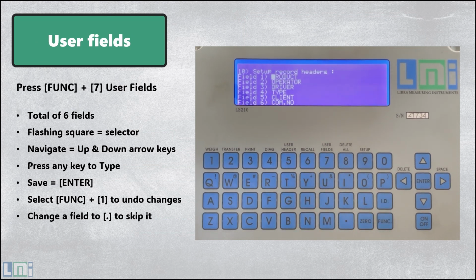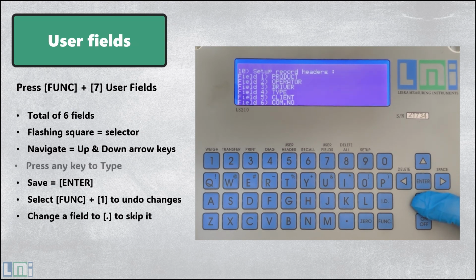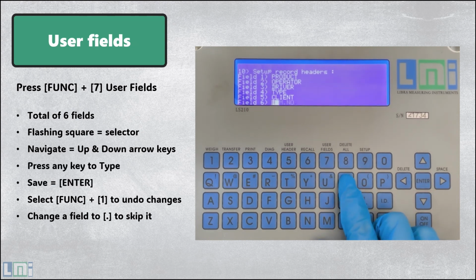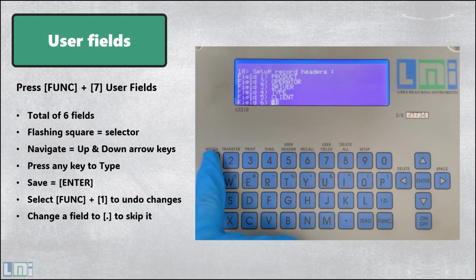The user fields is the information fields required for each weighing. To access the menu, select function and number 7. There are a total of 6 fields, which you navigate using the arrow keys to move the flashing square, your selector. If you want to change a field, navigate the selector to the desired field. Start typing to change, and once done, select enter to save the changes made. Or if you want to undo those changes, select function and the 1 key.